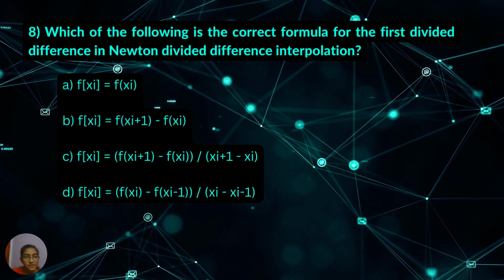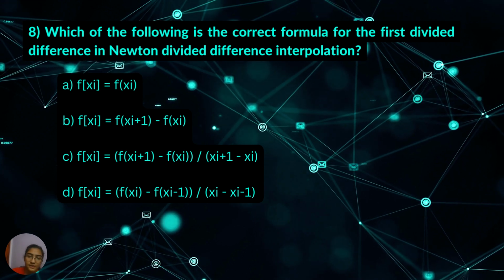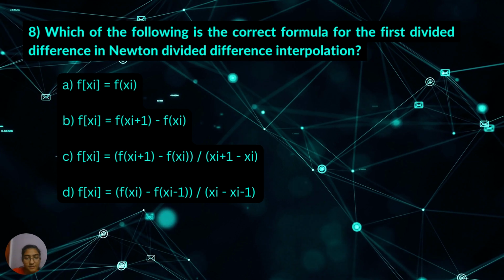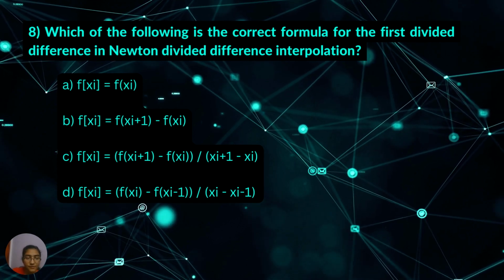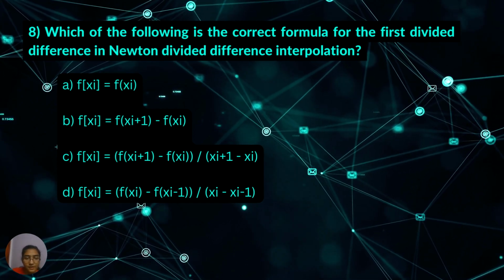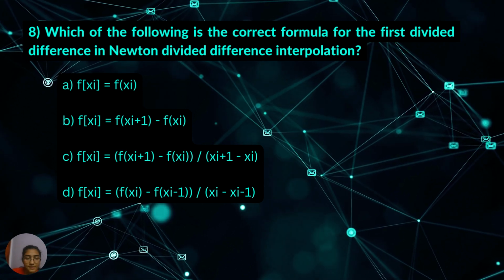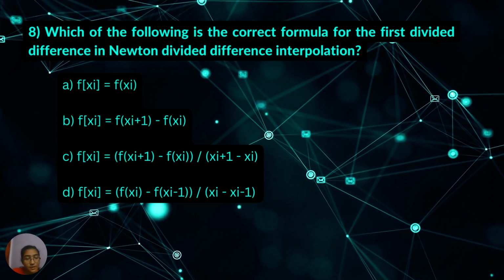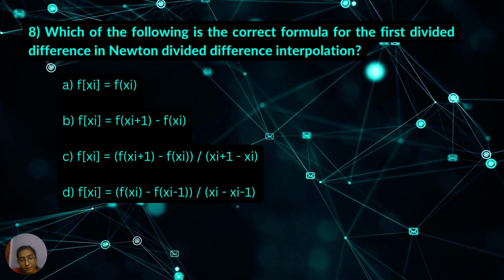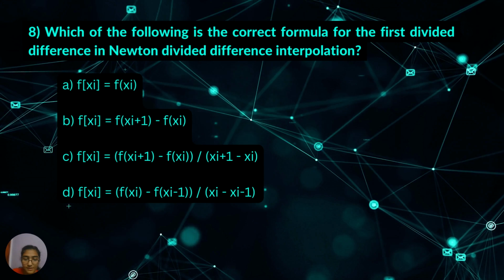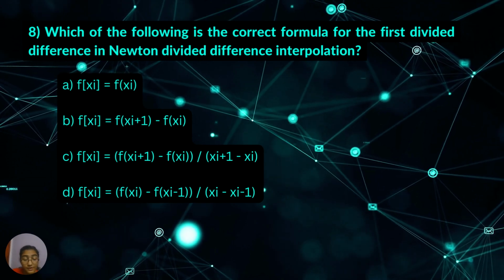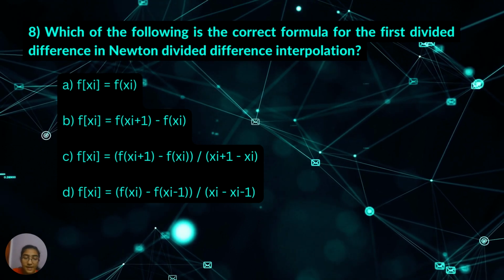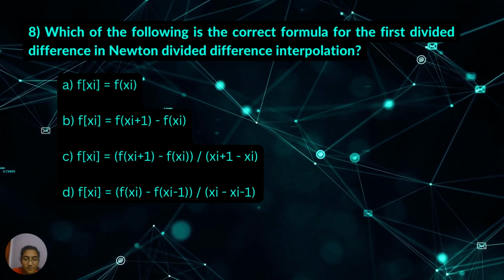So the next question is question number 8. Which of the following is the correct formula for the first divided difference in the Newton divided difference interpolation? A, f of xi is equal to f of xi. B, f of xi is equal to f of xi plus 1 minus f of xi. C, f of xi is equal to f of xi plus 1 minus f of xi divided by xi plus 1 minus xi. Or D, f of xi is equal to f of xi minus f of xi minus 1 divided by xi minus xi minus 1.